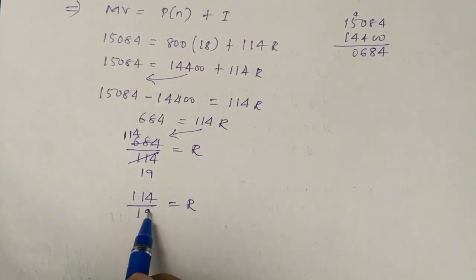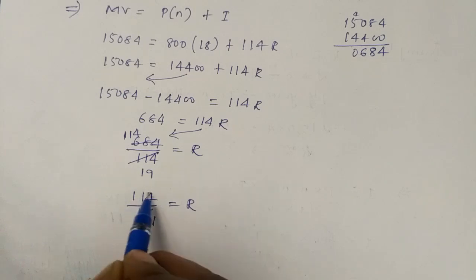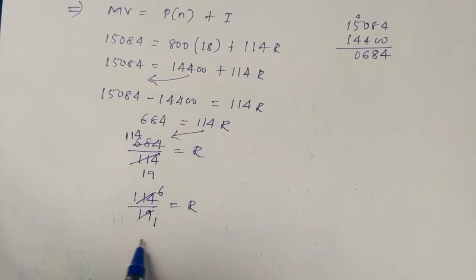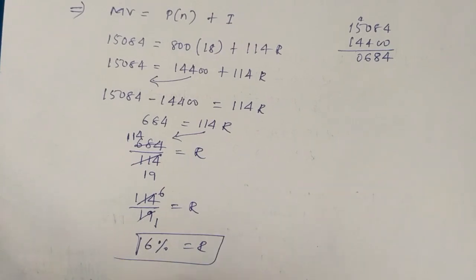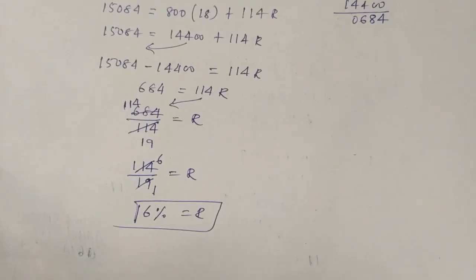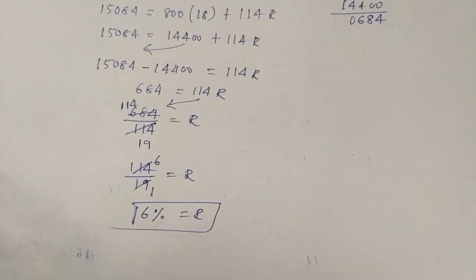19 is a prime number, so divide using the 19 table. 19 ones are 19, 19 sixes are 114. So therefore 6% we got. What is the value of R? R is 6%. So that bank is giving 6% per annum as the rate of interest to that man.